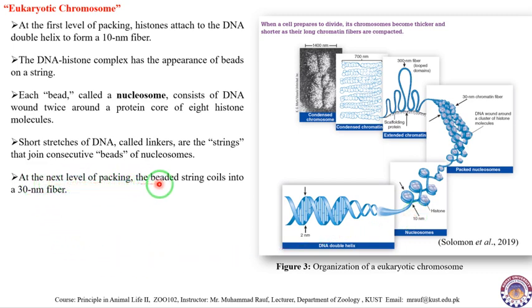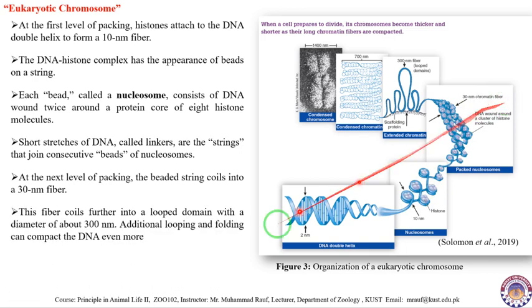At the next level of packing, the beaded string coils into a 30 nanometer fiber. So here DNA without histones is 2 nanometer. In association with histones, it becomes 10 nanometer. Then this strand is further coiled and becomes a 30 nanometer chromatin fiber. This 30 nanometer chromatin fiber coils further into a loop domain with a diameter of about 300 nanometer. You can see here it has further coiled and formed a 300 nanometer fiber.